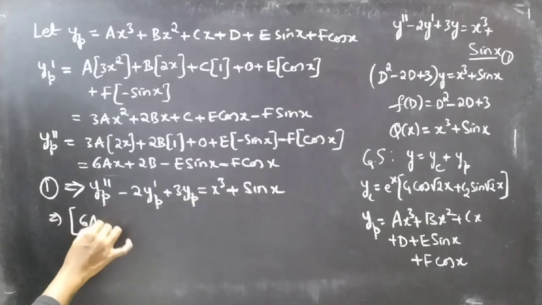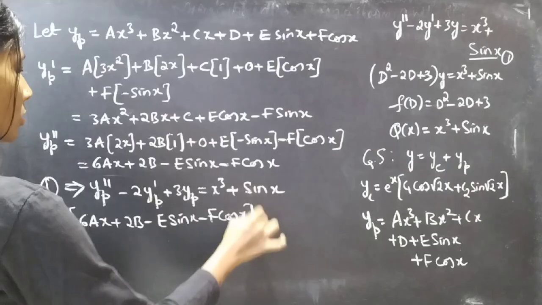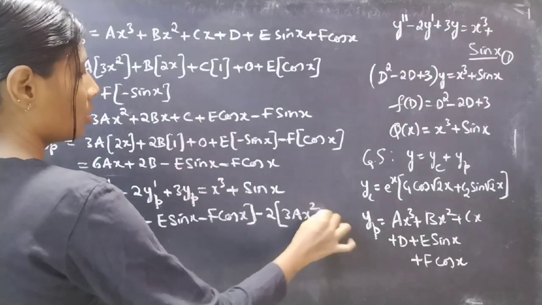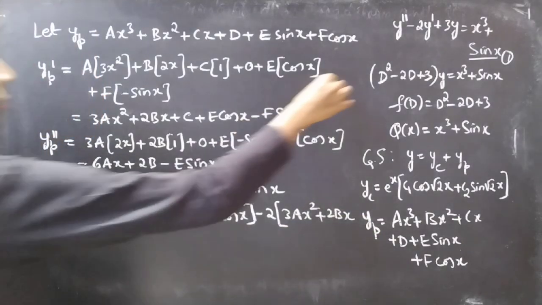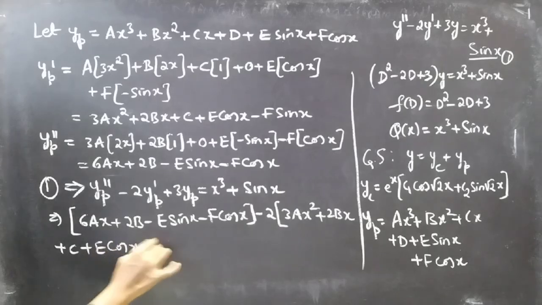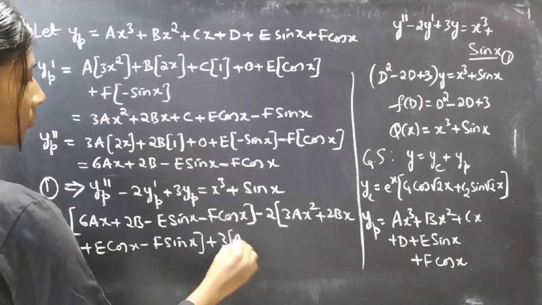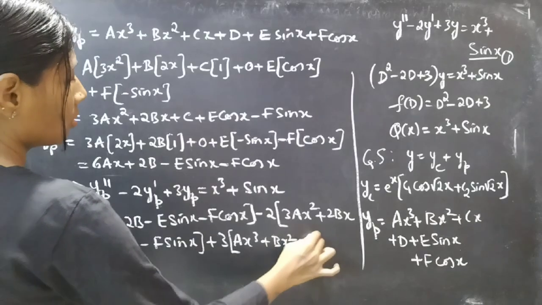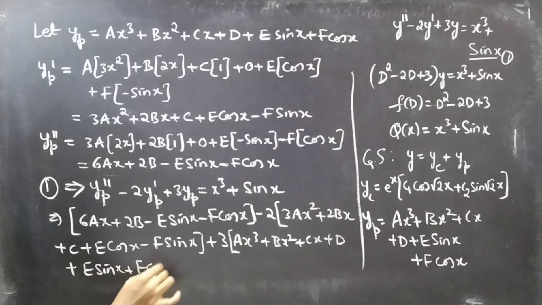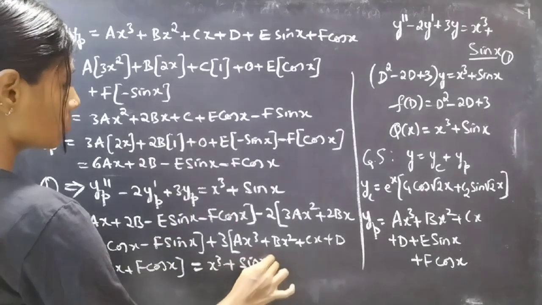We'll get yp double dash, 6ax plus 2b minus e sin x minus f cos x, minus 2 times yp dash, 3ax square plus 2bx plus c plus e cos x minus f sin x, plus 3 times yp, ax cube plus bx square plus cx plus d plus e sin x plus f cos x, equal to the RHS part, x cube plus sin x.